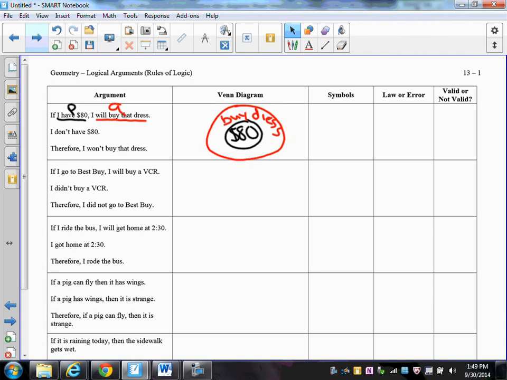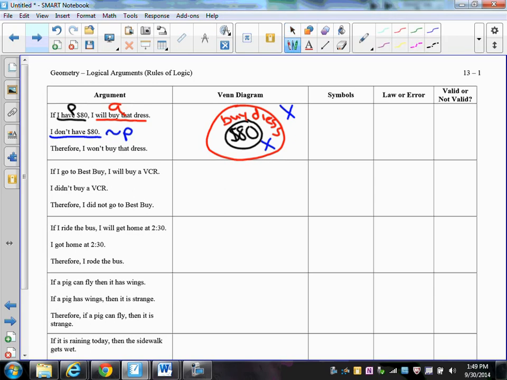So I don't have $80. So if I don't have $80, that means I'm either in this box or in the buy dress still, or I'm outside of both. So I don't have $80. So what this is not P, right? Therefore, I won't buy the dress. So we don't know if that's true.